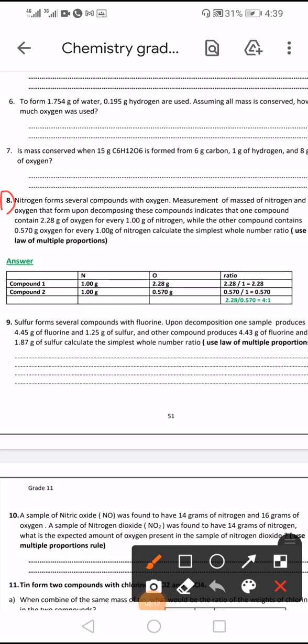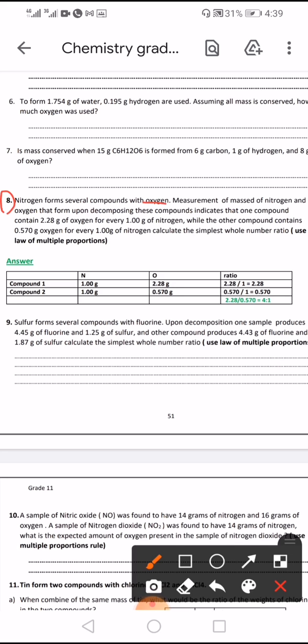Question number 8. Nitrogen forms several compounds with oxygen. Measurement of masses of nitrogen and oxygen that form upon decomposing these compounds indicate that one compound contains 2.28 grams of oxygen for every 1 gram of nitrogen, while the other compound contains 0.570 gram oxygen for every 1 gram of nitrogen. Calculate the simplest whole number ratio.